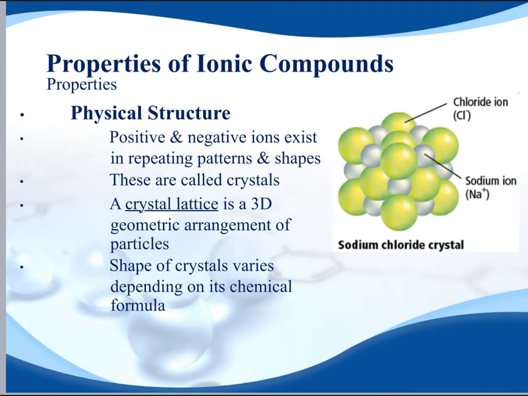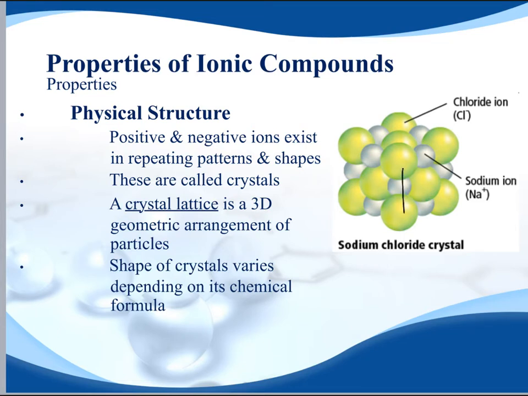Okay, so that's how they form. What's their structure? Well, what we end up having are these crystal structures. We call them lattices. Positive and negative ions exist in repeating patterns and shapes. These are called crystals. So over here you have an example of a sodium chloride crystal. You can see alternating sodium ions and chloride ions here. It packs nicely into this kind of cube shape.